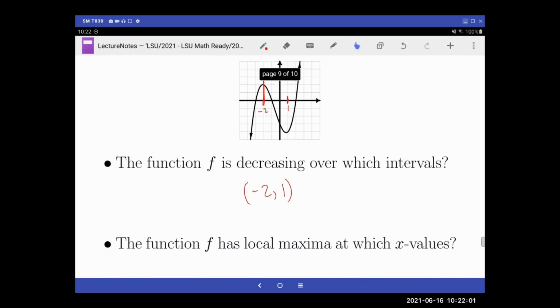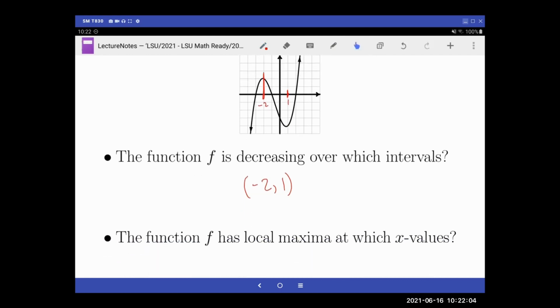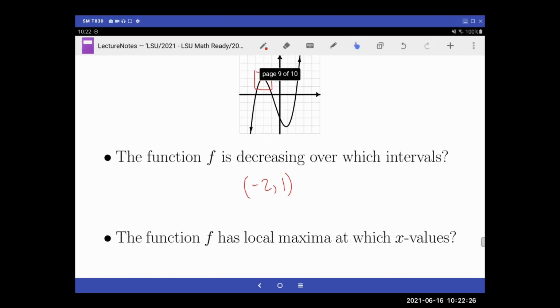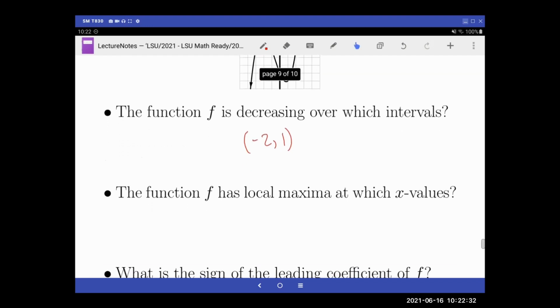Okay, next question. The function f has local maxima at which x values? Okay, well, I only see one. I see one local maximum value, which is here. Remember, it's a local maximum if it's the tallest point in a neighborhood, in the area. So if I'm looking at this square and ignore everything around it, in that square, that red dot is the tallest point. So it has a local maximum at which x value? When x is -2. The function has a local maximum when x is -2.